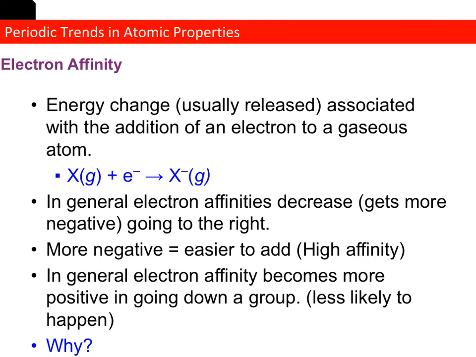And going down a group, the affinity becomes more positive going down because the elements are larger due to increased shielding. And so that valence shell is further from the nucleus, and there's more electron shielding, and so the electron affinities are larger or more positive going down a group.